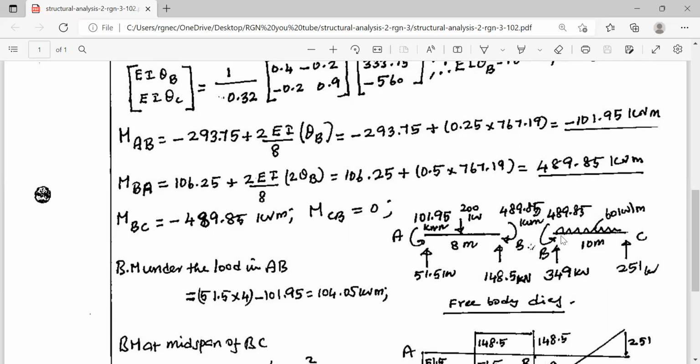Now, what about the free body diagram for BC? It is loaded with uniformly distributed load 60 kilonewton per meter, and there is one end moment 489.85. Now you have to calculate the two reactions at B and C. These reactions are calculated due to this uniformly distributed load as well as due to this moment. If you take moment about B, you will get this reaction. Similarly, if you take moment at C, you will get this reaction at B.